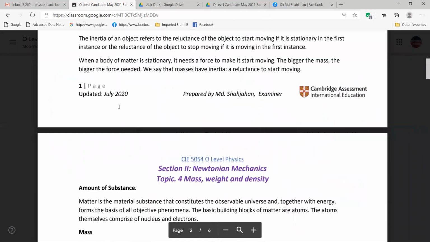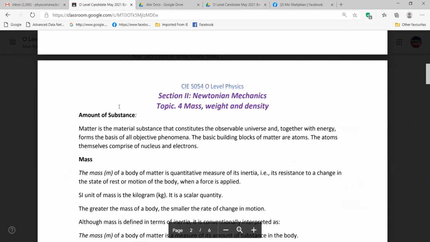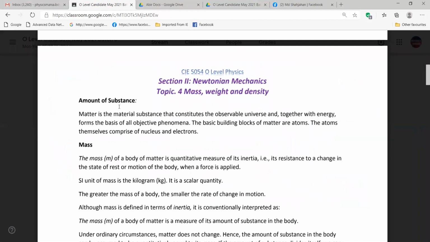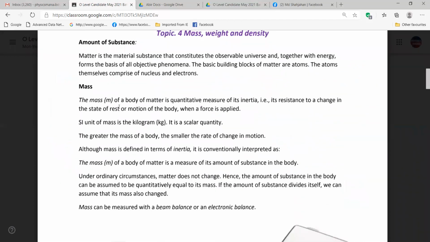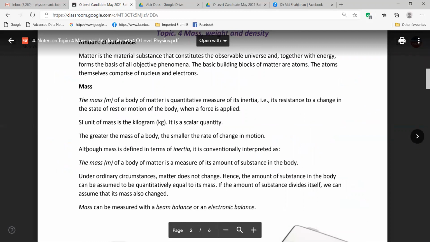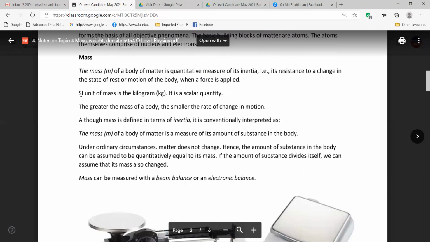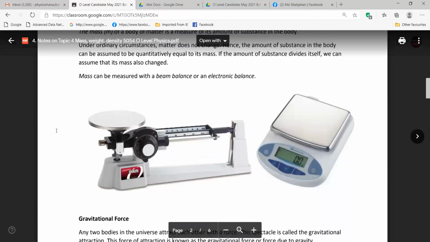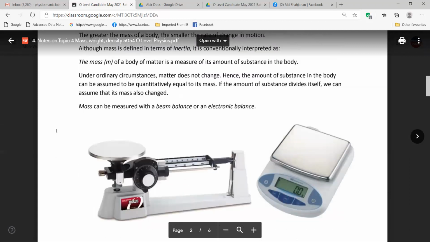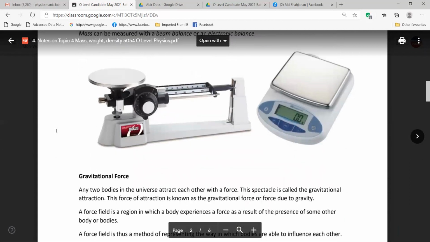Then we have amount of substance. What is amount of substance? Then mass. Mass we are defining here with the amount of substance and also with the inertia. Here is the inertia definition and amount of substance definition. Then we have the examples of balances, right?